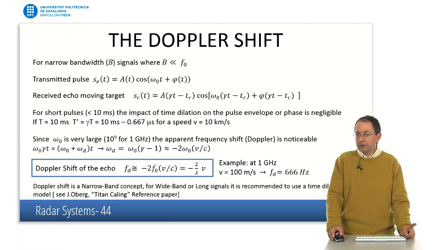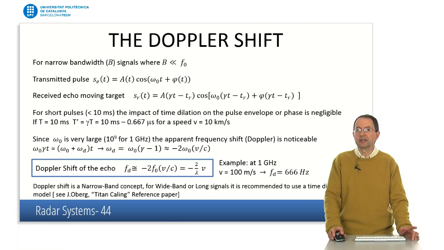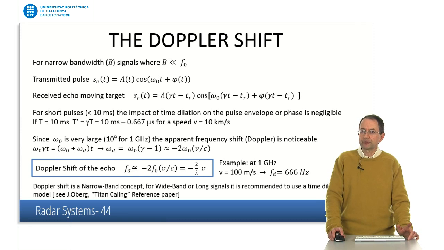But remember, Doppler shift is a narrowband concept. So actually what happens is a time dilation process. If we have a very wideband signal or a very long signal, it is much better to analyze the impact of the radial velocity in terms of the time dilation instead of the narrowband approximation, which is just a Doppler shift. Take a look at a reference, the Titan Collin reference paper, which is mentioned at the end of the radar course, which is a good example of why you must not forget the actual process is a time dilation. It's not only a frequency shift.